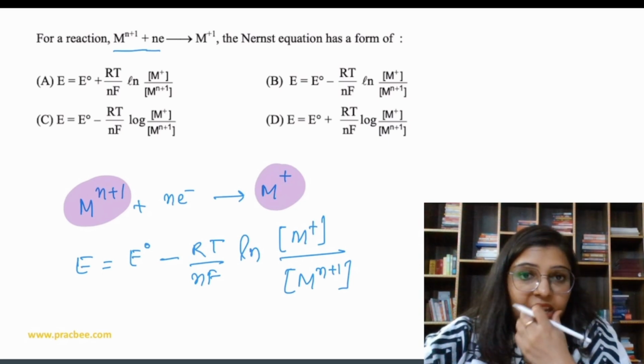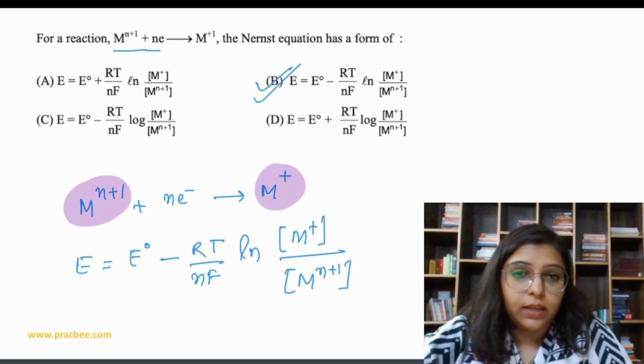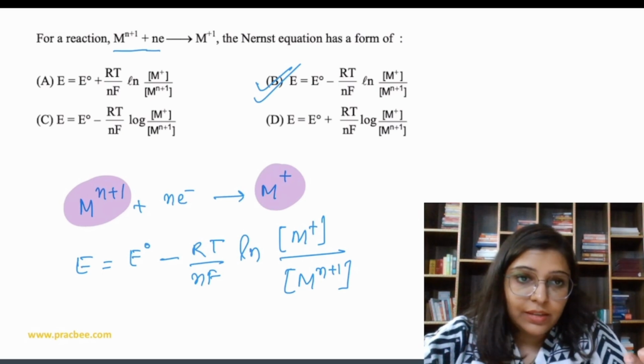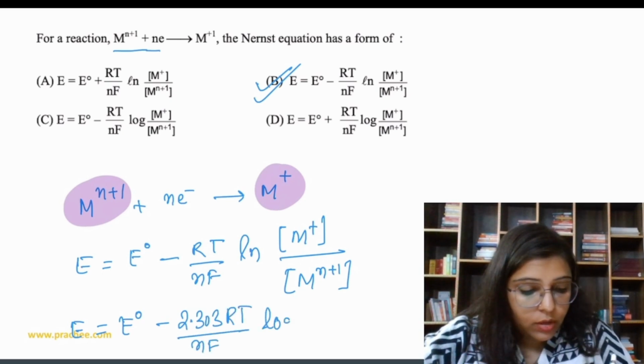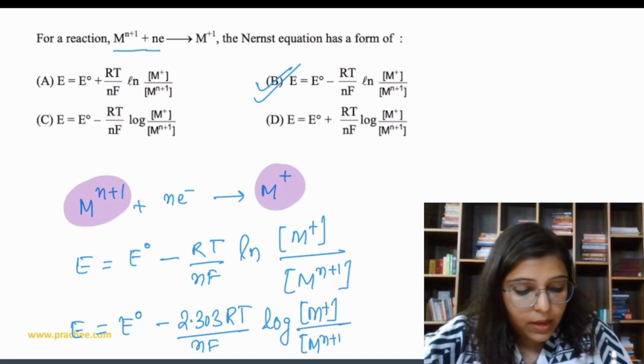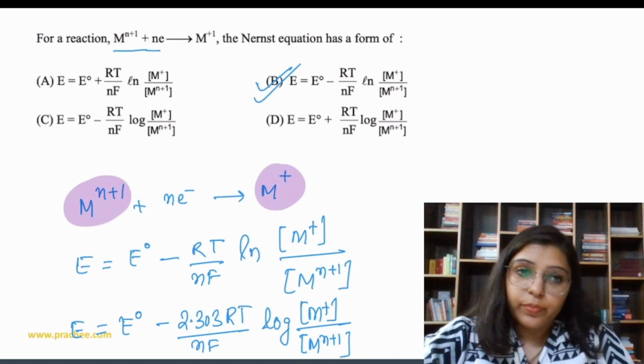So what is correct? Option number B is correct. If I want to write this in terms of log, then E is equal to E naught minus 2.303 RT by NF log concentration of M plus upon concentration of Mn plus 1. Okay, now let's do next question.